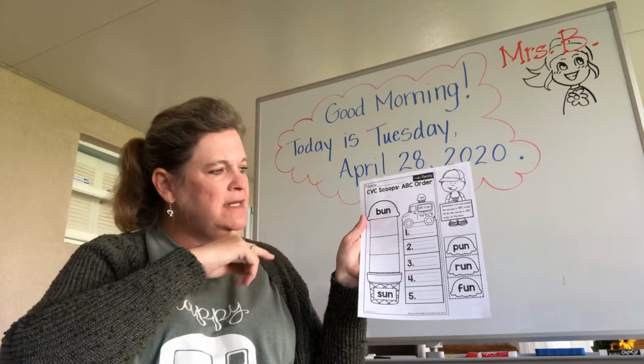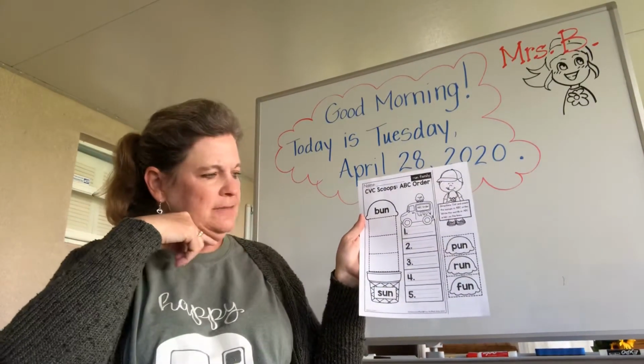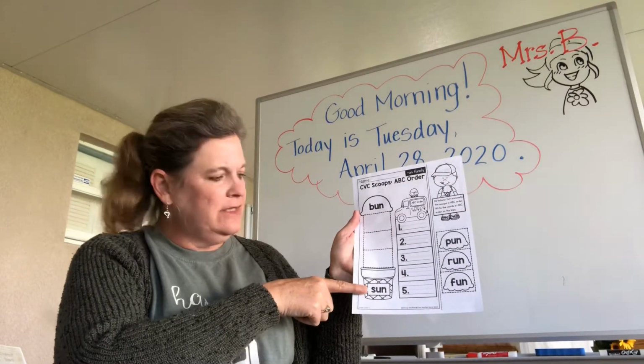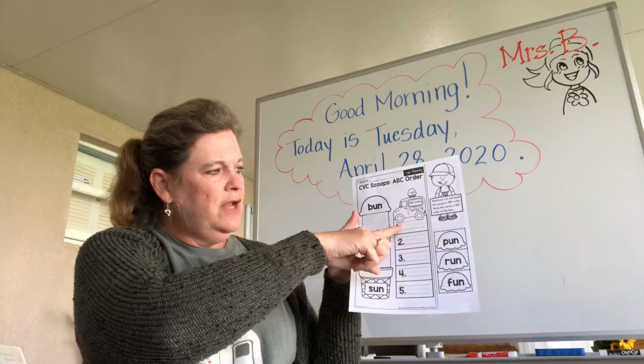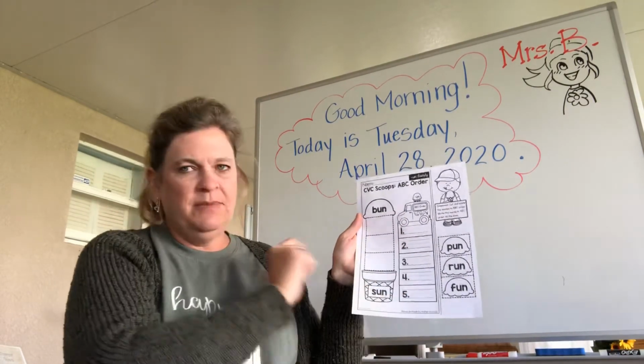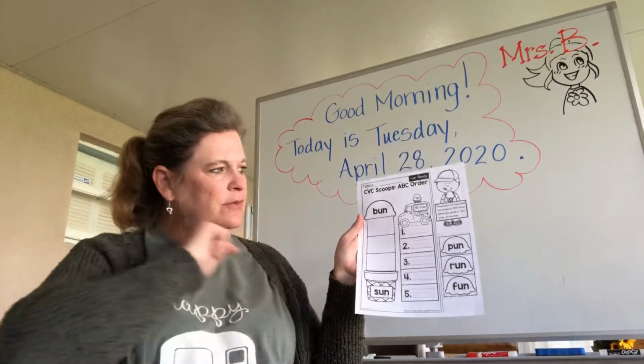You've got bun, pun, run, and fun. And then the last one they've already got down here is sun. So you know that the number 1's going to be bun, number 5's going to be sun. You just have to figure out the 3 in the middle, 2, 3, and 4.